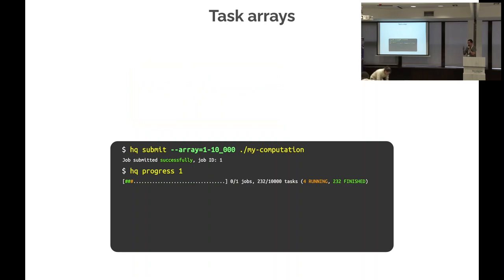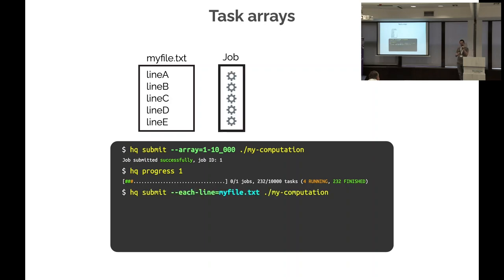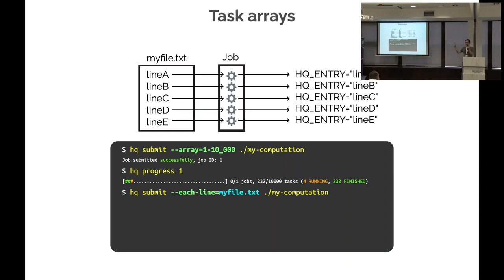HyperQueue also contains a lot of other useful utility commands. So for example, this hq progress command will display an interactive progress bar, so you can see what is going on with your jobs and how they are progressing with the computation. It also contains a bunch of shortcuts for common use cases. Some users have files with individual lines, and they want to execute a program for each single line. In HyperQueue, you can do this with a single command. It will scan the file and create a single task for each line. And then it will again pass the content of this line to each task through an environment variable. A common use case is also to execute something from a JSON file. So if you have a JSON file with an array of elements, you can say --from-json, and it will load the JSON array and again create a task for each element of that array.